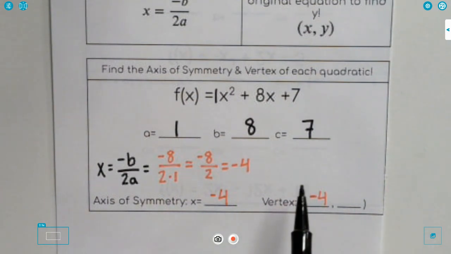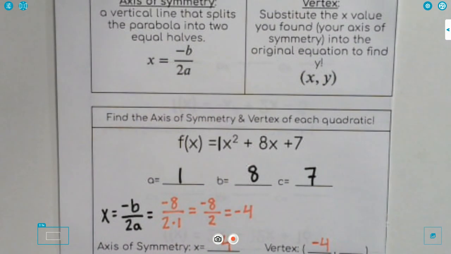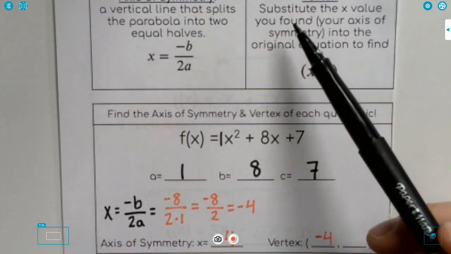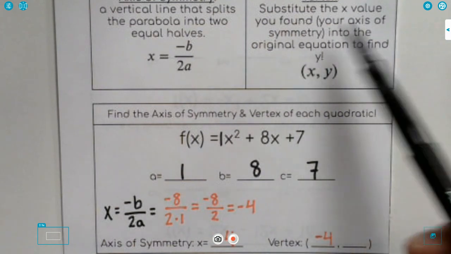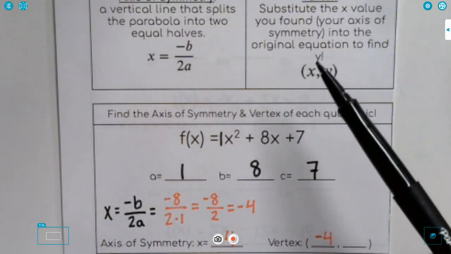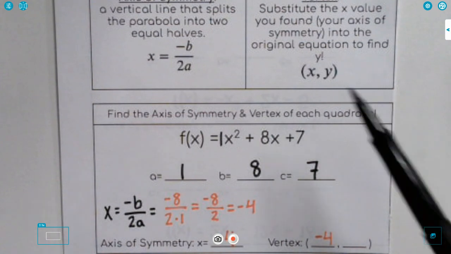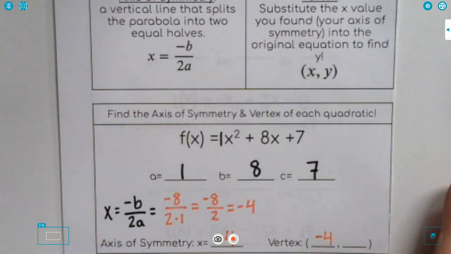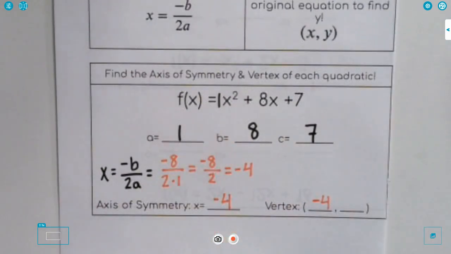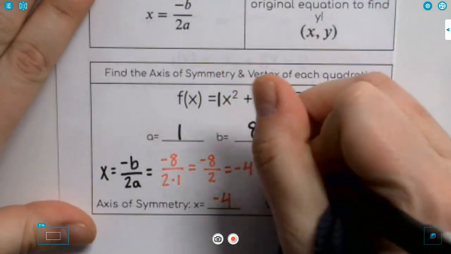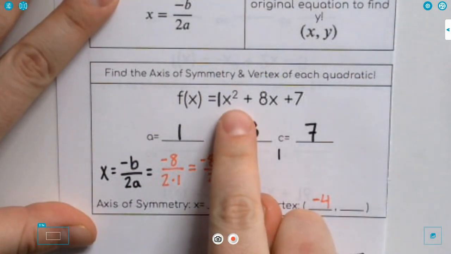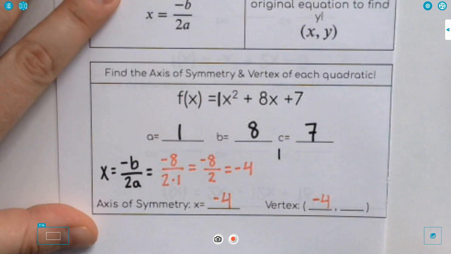So now we are ready to find the rest of the vertex. How we find the vertex is we substitute the x value you found, your axis of symmetry, that -4, into the original equation to find y. So we're going to take this original equation. I've got 1 and I've got x squared. So I've got 1 times x squared.